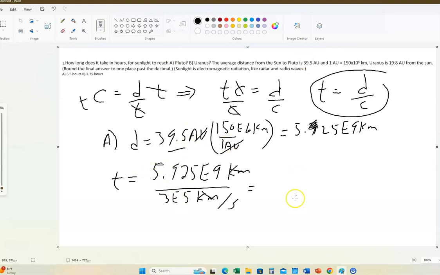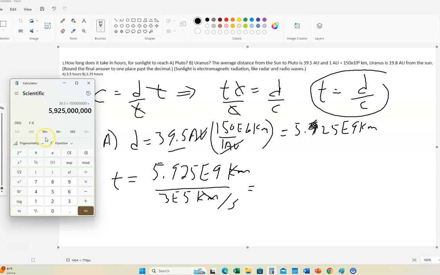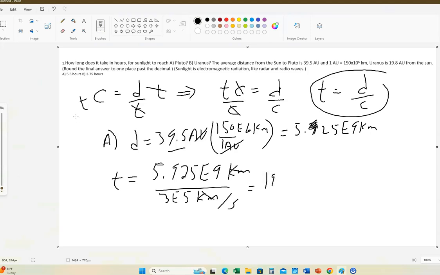All right, so here we go. Let's see, where's my calculator? All right, so there's the distance. It's not in scientific notation, but that doesn't really matter. Divided by 3 times 10 to the fifth. All right, so this is the number of seconds that it's going to take. And then, 19,750 seconds, and then we say in one.